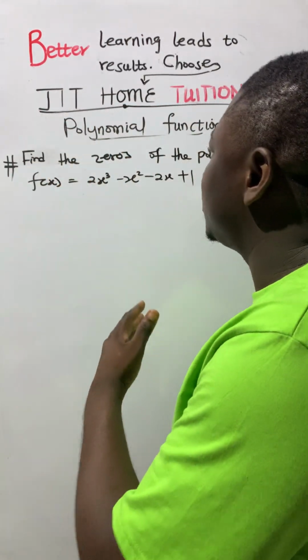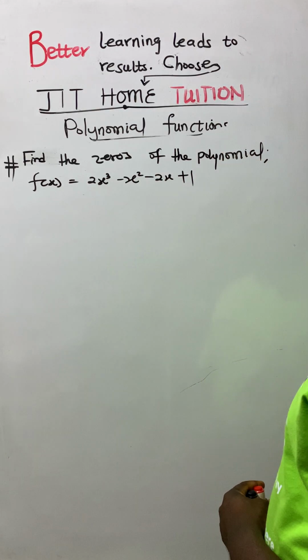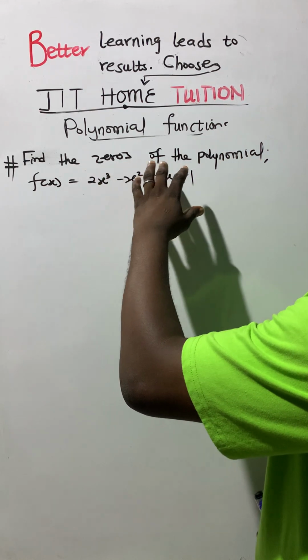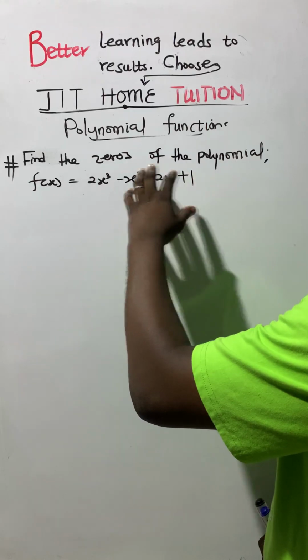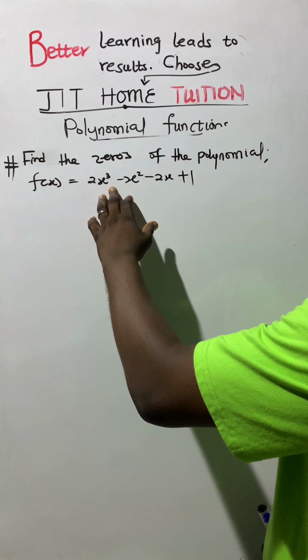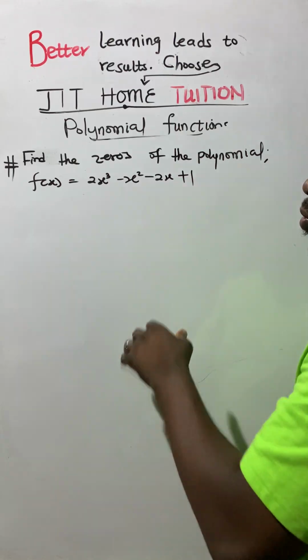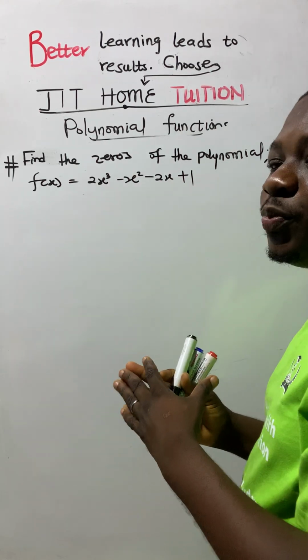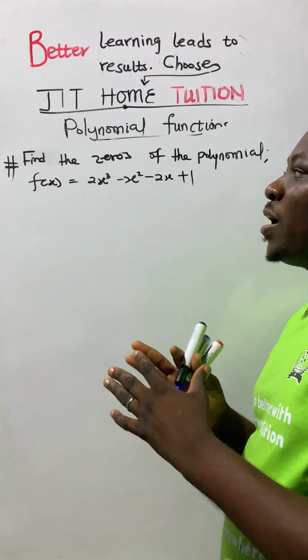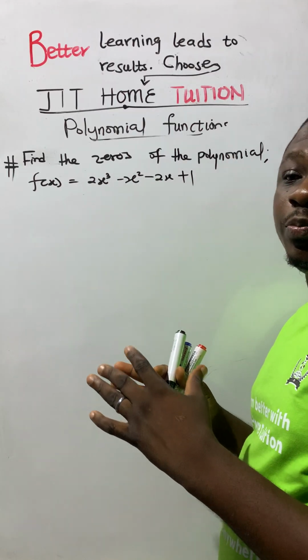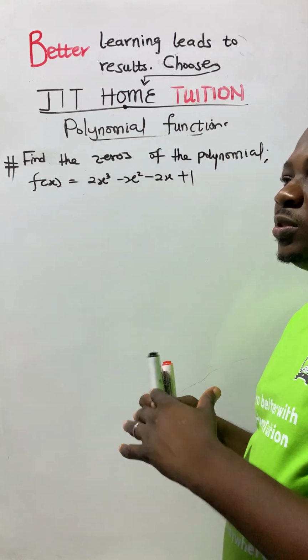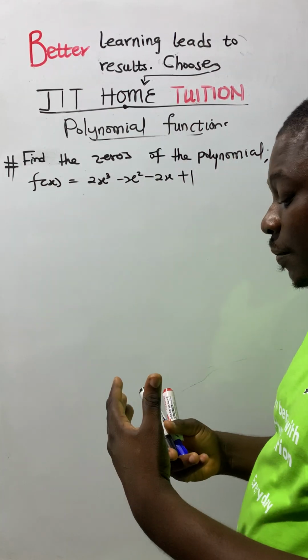We have this question on the board to solve. The question says find the zeros of the polynomial, which is f of x equal to 2x cubed minus x squared minus 2x plus 1. This is an example that we are solving under the zeros of the polynomial function, to help you understand it better, okay?